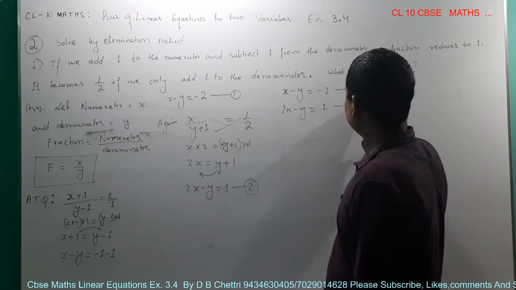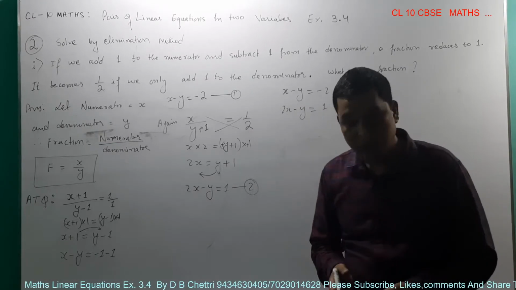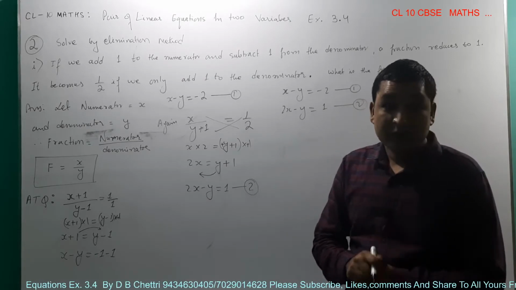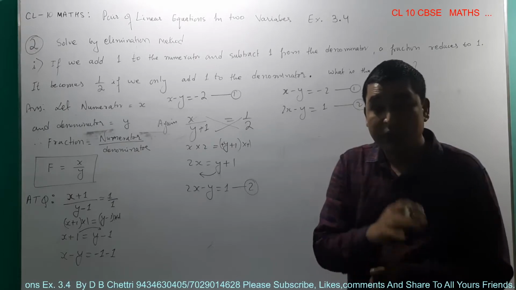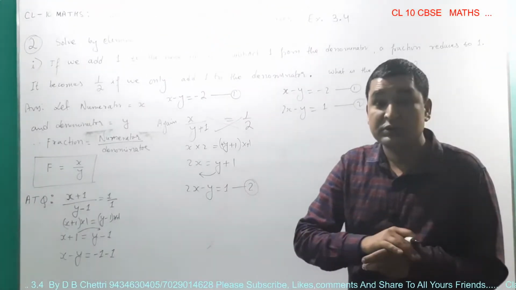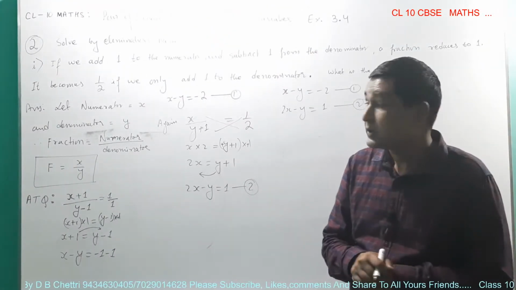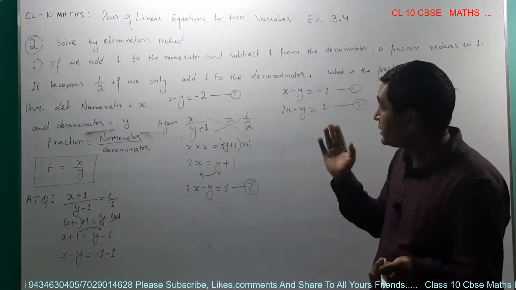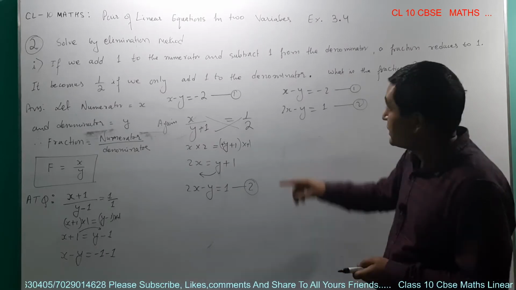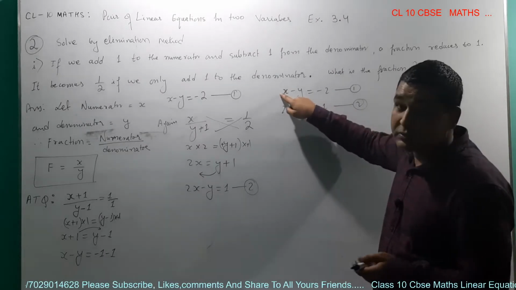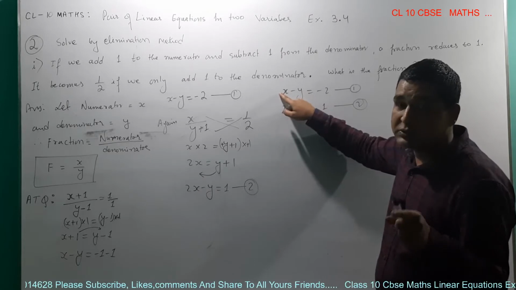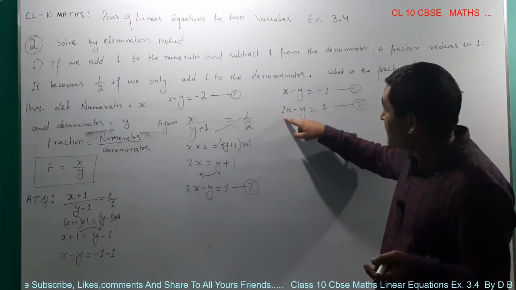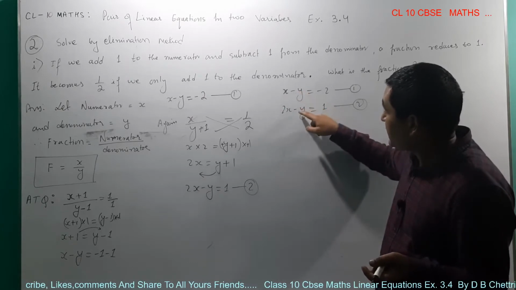2x minus y equals 1, this is equation 2. Then to solve the pair of linear equations by elimination method, we have to make the coefficient of any one of the variables the same. Elimination means removing one of the variables. Let's see the coefficient of x. What is a coefficient? The number in front of the variable is called the coefficient. The coefficient of x is 1. If the number is not there, it means 1 is always with any letter. The coefficient is not the same. The coefficients of y are the same.